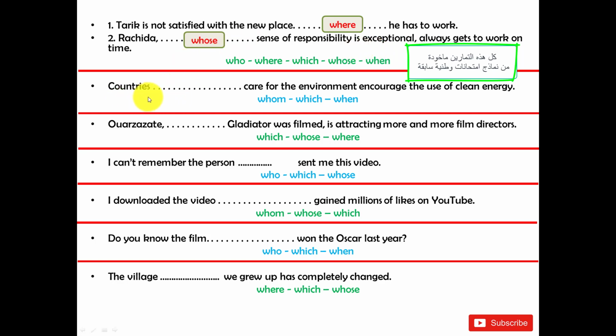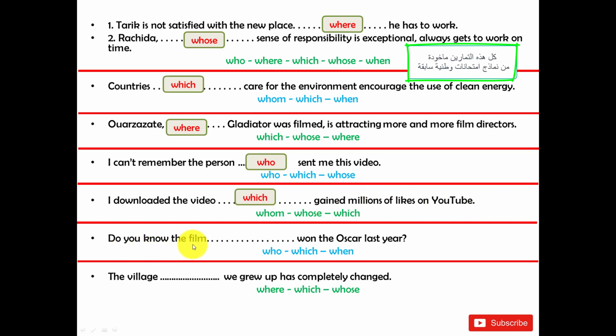Next. Countries which care for the environment encourage the use of clean energy. Yes. Which. The place where Gladiator was filmed is attracting more and more film directors. Very good. Where, as a place. I can't remember the person who sent me this video. Good, we're talking about the person, so who? I downloaded the video which gained millions of likes on YouTube. Good job. So which? We're talking about the video here, about something.